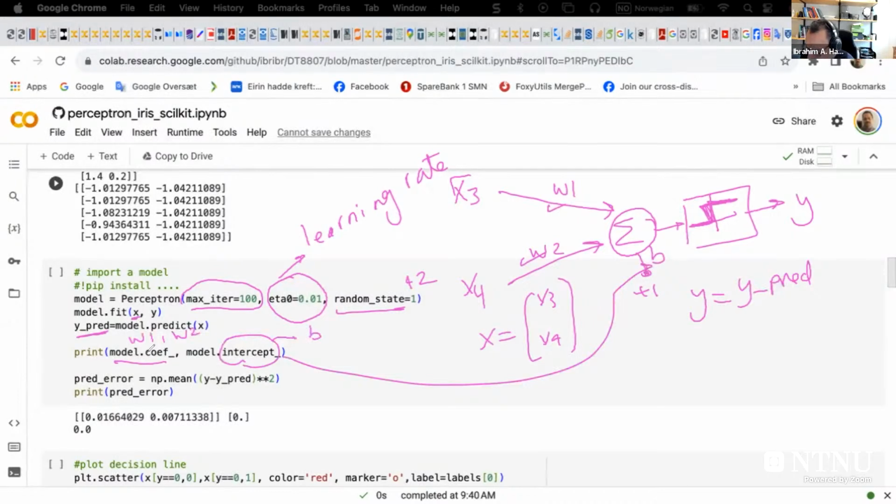So when we did printing, we got here this coefficient. We have the first number here and the second number. In fact, the first number corresponds to omega1, and the second number corresponds to omega2. Correct? And also, when you print model.intercept, you will get this number, which is almost 0, for example. So b, the bias, equals 0.